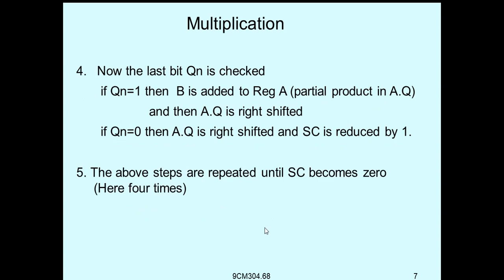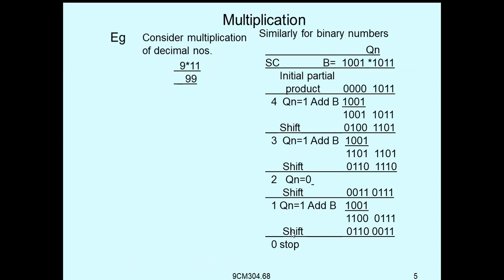Now the last bit Qn, I told you before. See here, this is the initial partial product 0000 and 1011. This is the Qn bit. Here the Qn bit is 1. So if Qn is 1, add A and B. Then this is the result, which can be shifted towards the right.